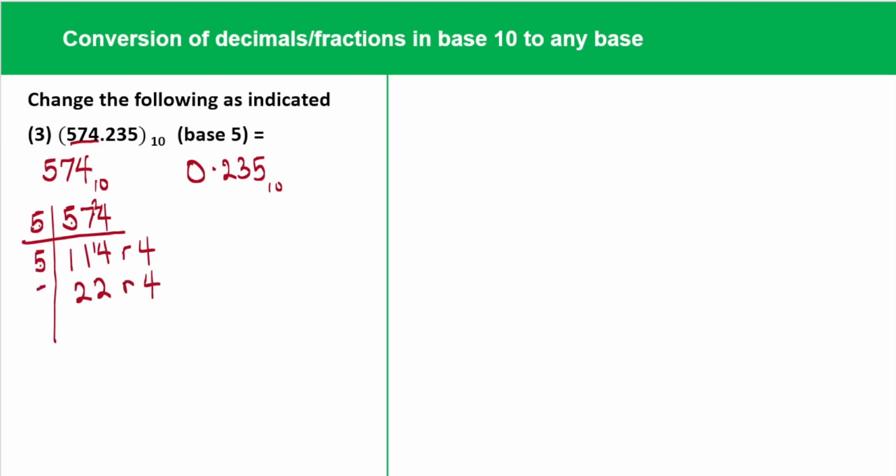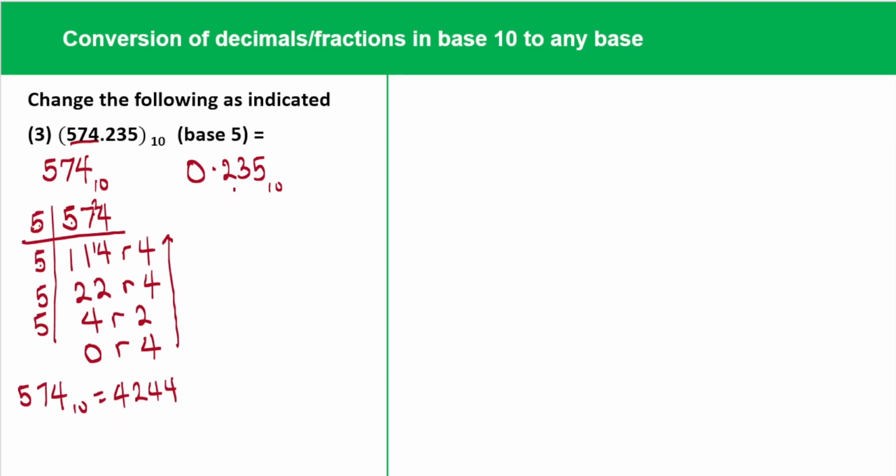5 in 14 will give us 2, remainder 4. 5 here again. 5 in 22 will give us 4, remainder 2. 5 in 4 now will give us 0. 5 in 4 is impossible, so that's 0. Since this 4 was not divided, we'll move the 4 over to this side as our final remainder. So 574 base 10 when converted into base 5 is going to be 4244. So let's take note of that. 574 base 10 is equal to 4244. This is the answer for the whole number part.